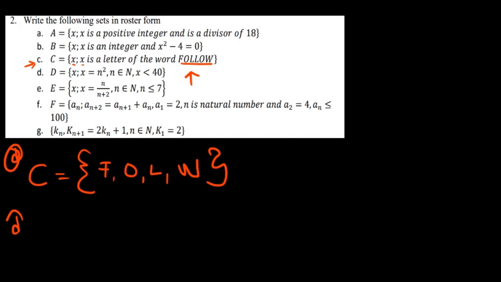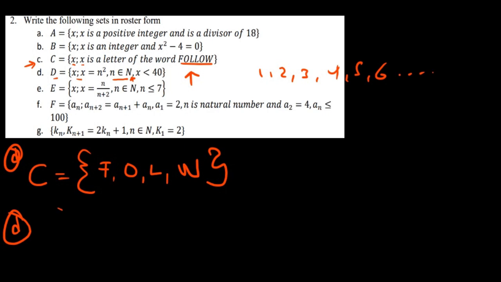All right, let's look at D now. D is a set of all x's such that x is equal to n squared, where n is an integer and x is less than 40. So x is defined as n squared, where n, I said integer, that's not an integer. n there should be a natural number, meaning the numbers 1, 2, 3, 4, 5, and so on until positive infinity.